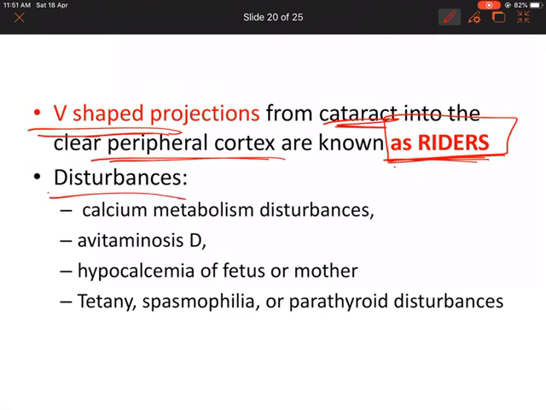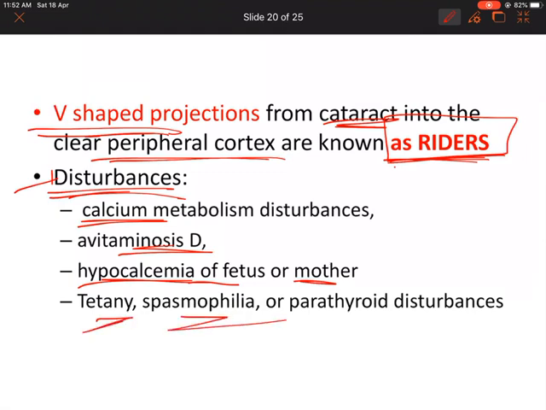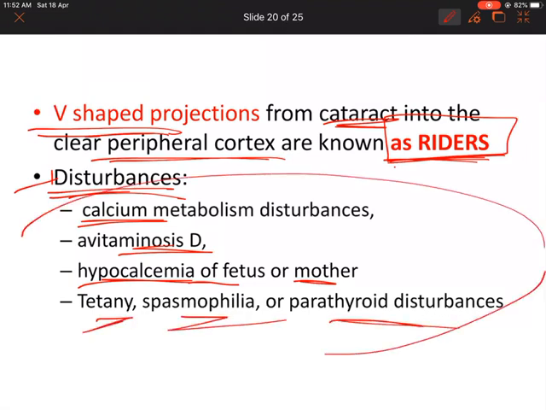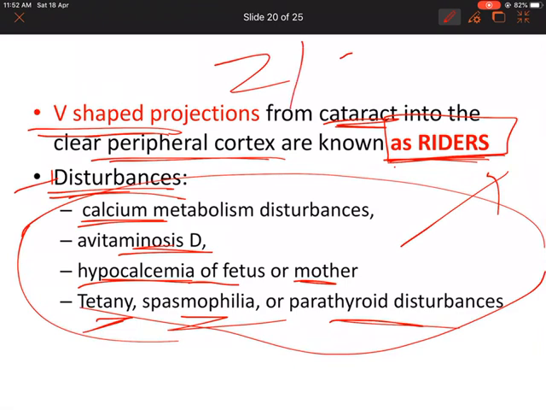So what are the disturbances causing these zonular cataracts? Most commonly it is calcium metabolism disturbances: A vitaminosis D, hypercalcemia of the fetus or the mother, tetany, hypoparathyroidism. So something related to calcium. Most of them are related to calcium metabolism disorders. So this causes zonular or lamellar cataract. And don't forget riders.